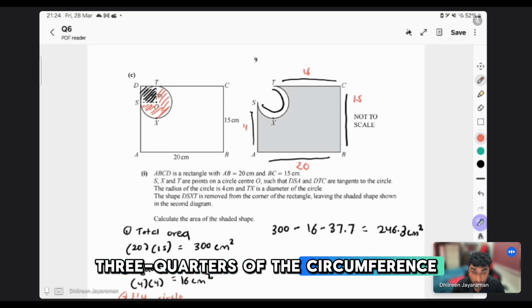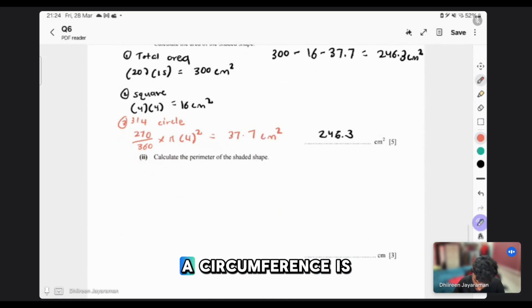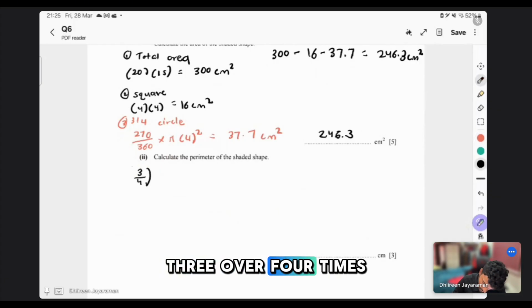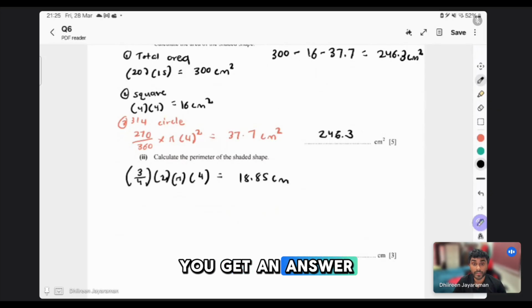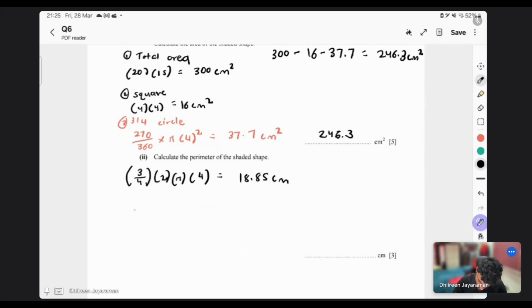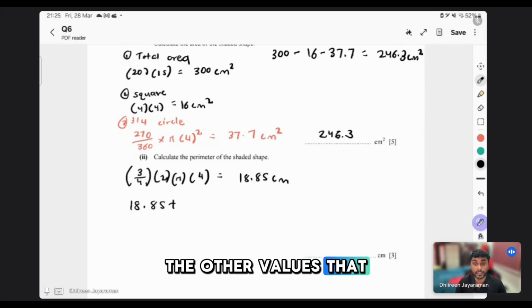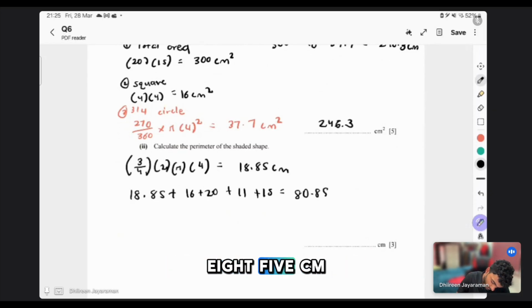Next is to find 3/4 of the circumference. So 3/4 of a circumference is 3/4 times 2 pi r. In this case, r is 4. You get an answer of 18.85 cm. So you take this and you add it to the other values that you had just now. Total is 80.85 cm.